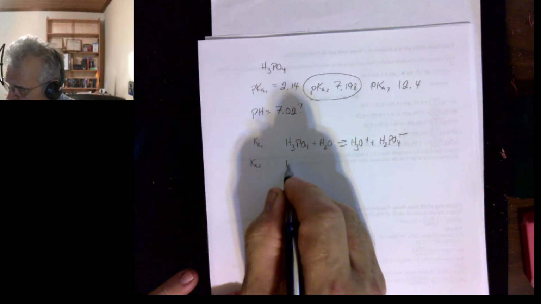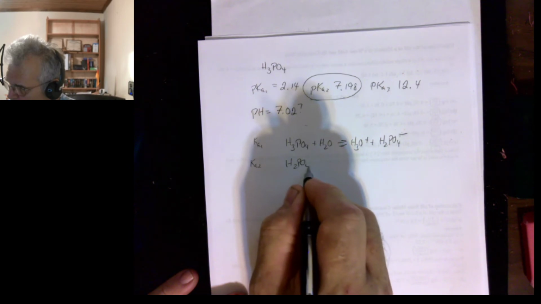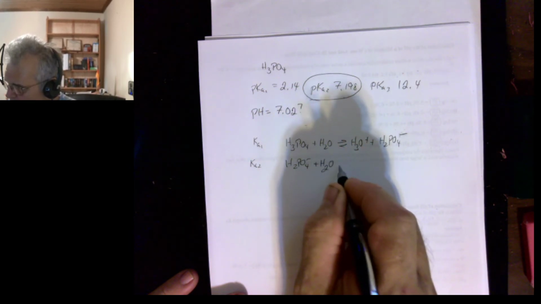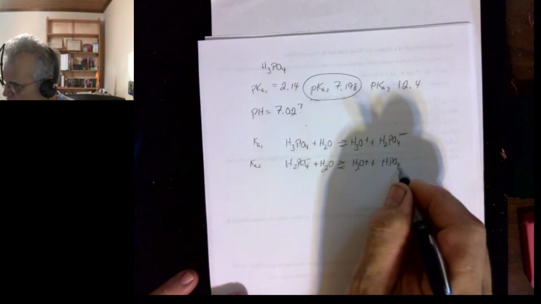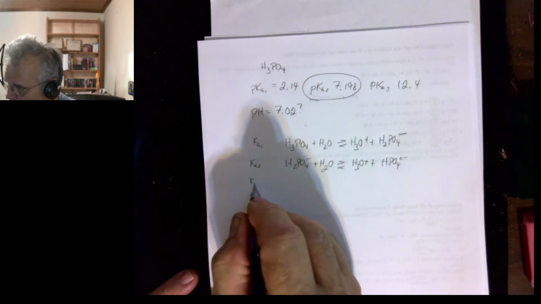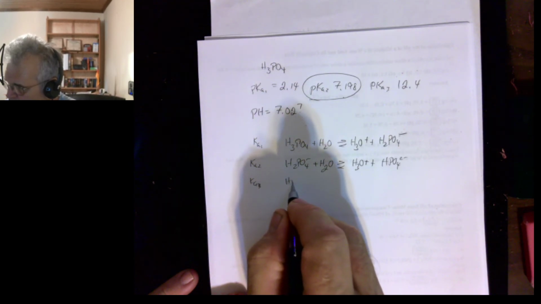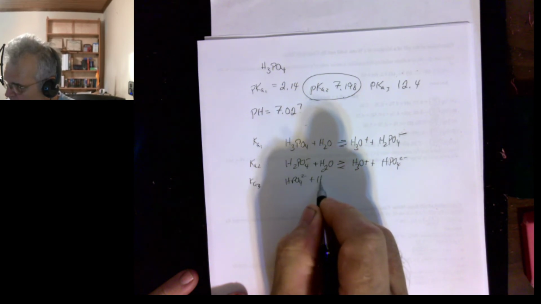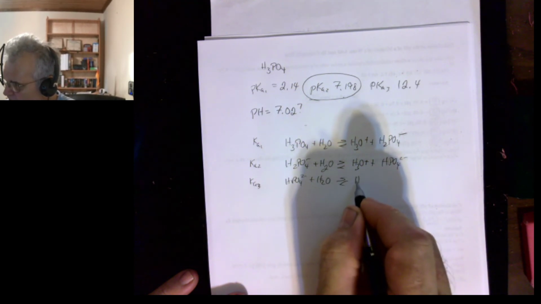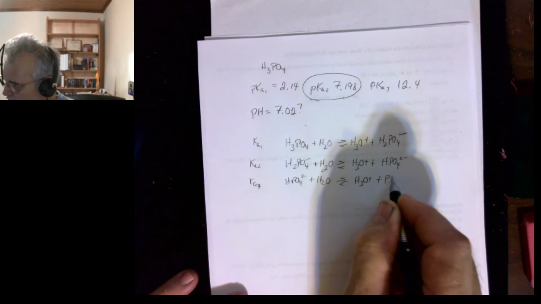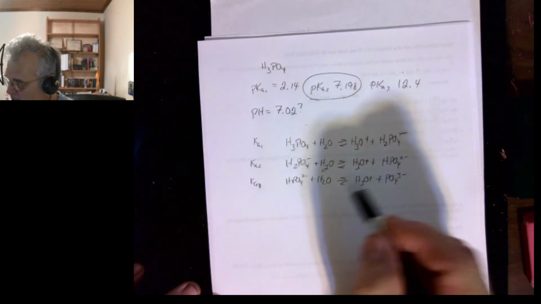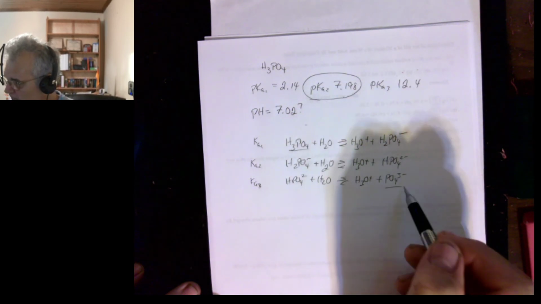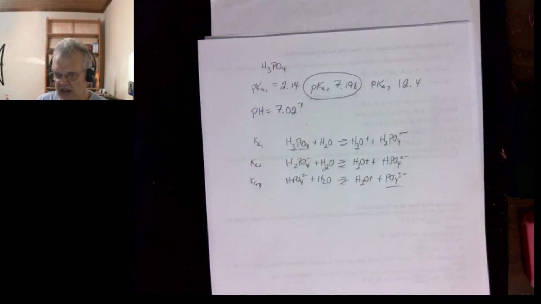Ka2 is going to be for H2PO4 minus plus H2O, which is going to give me H3O plus and HPO4 2 minus. Ka3 then is going to be for HPO4 2 minus plus H2O, which gives me H3O plus and PO4 3 minus. These are the conjugate bases, which then become the acids for the next step, except for the first one, that's the acid. All right, so we're going to be using Ka2 because that's the one that's closest to it.